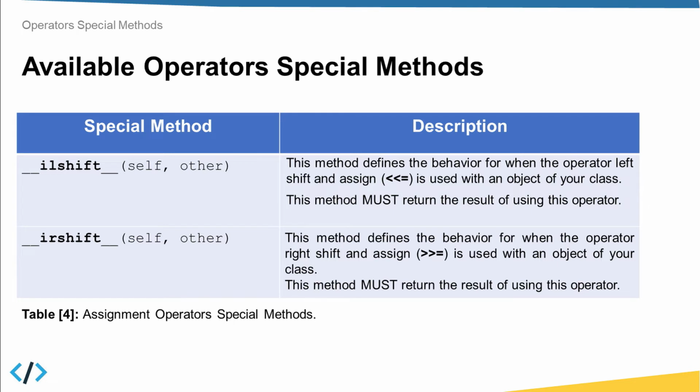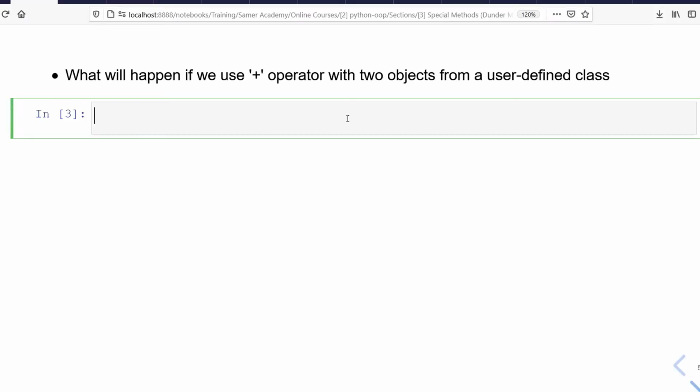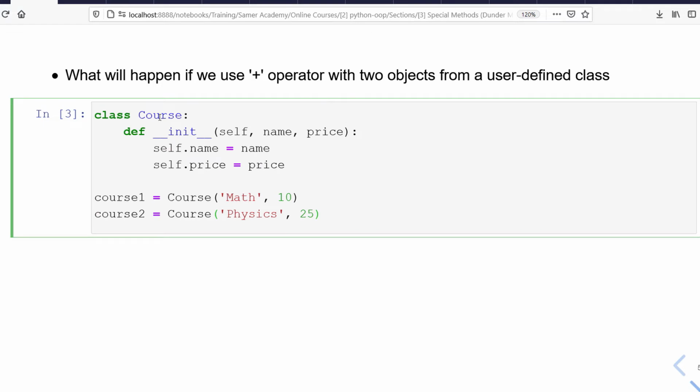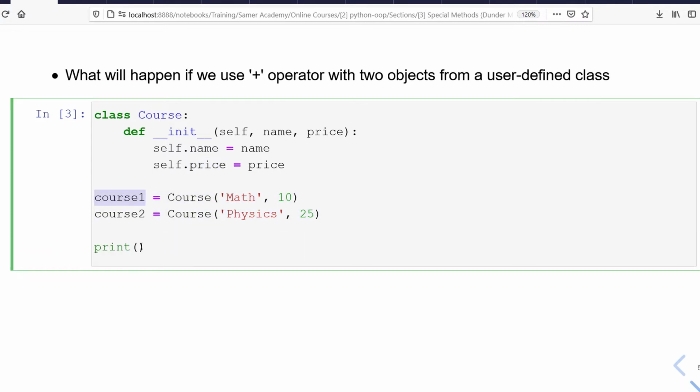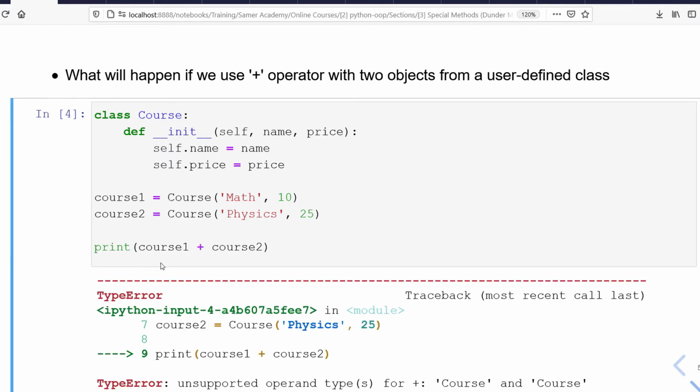Now let's move to Jupyter Notebook in order to see some examples to understand how we can override operators special methods. Okay, first of all, let's see what will happen if I use the plus operator with two objects from a user-defined class. Assume this is the following class, which is Course, and this class has two instance attributes which are name and price. From this class, I just defined two objects, course1 and course2. Let's say I want to print course1 plus course2. Run. I'll get a type error.